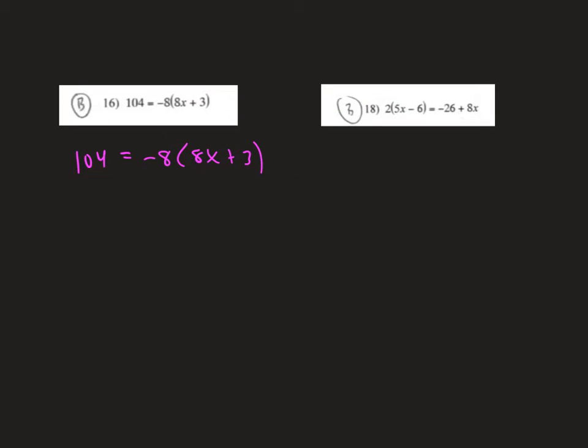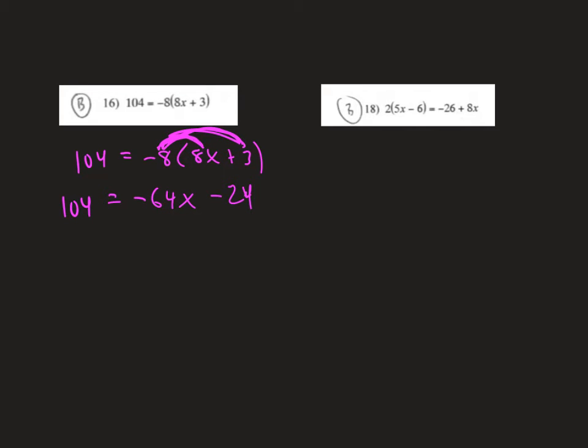This next problem, the only thing we have going on here now is just a little bit of an upgrade. We have parentheses, which means we're going to distribute that negative 8. So take it one step at a time. First, I'm going to draw my arcs to remind me to distribute. Then I'm just going to rewrite the left side. Nothing's changing there. Negative 8 times 8x is a negative 64x. And a negative 8 times a positive 3 is a negative 24.